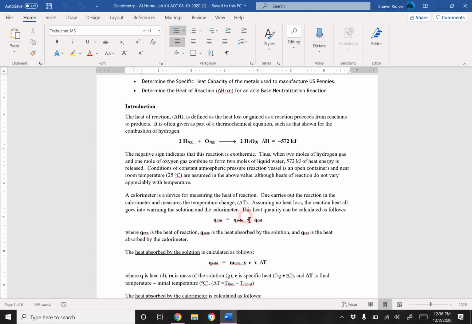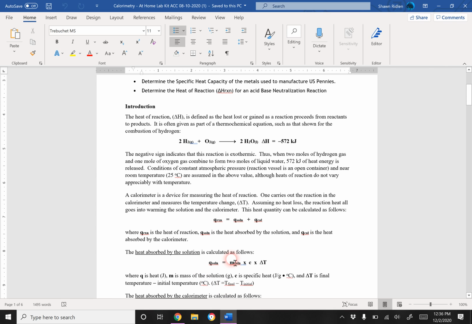A calorimeter is just a device used for measuring the changes in heat of a reaction. Generally speaking, you carry out a reaction inside the calorimeter, you measure delta T using a thermometer, and then from there you can calculate the heat of the reaction. So we're going to assume that the heat of the reaction, Q, is equal to the heat of the solution plus the heat of the calorimeter. Q of reaction is the heat of the reaction. Q solution is the heat absorbed by the solution, and in this case it will be water. And then Q cal is the heat absorbed by the calorimeter.